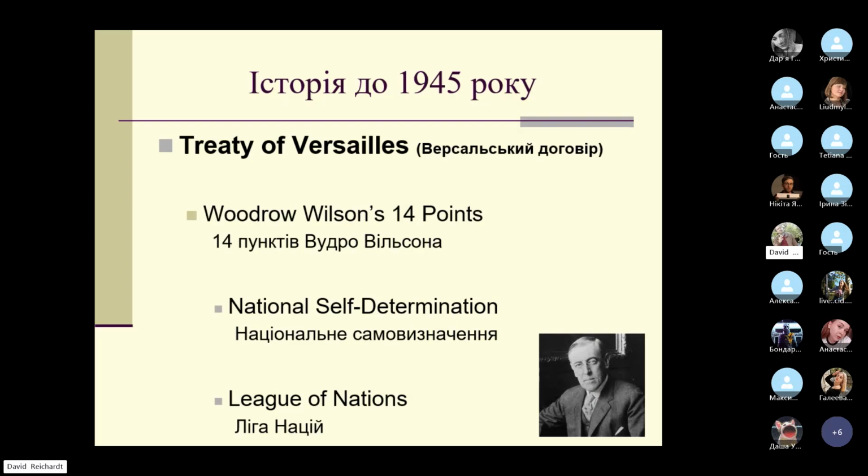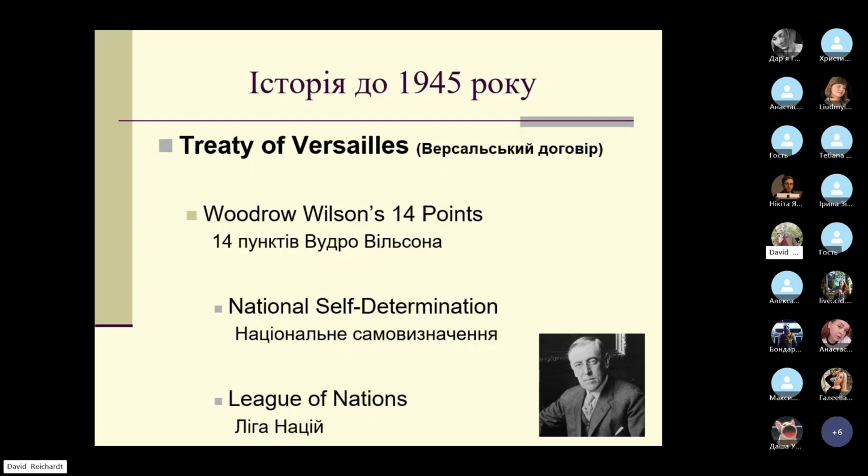And so World War I motivated a treaty, as you probably know, the famous Treaty of Versailles, in Versailles, France, in around 1920. It motivated Woodrow Wilson and the other participants to formulate 14 points. And two of the 14 points of Woodrow Wilson were national self-determination and the League of Nations.